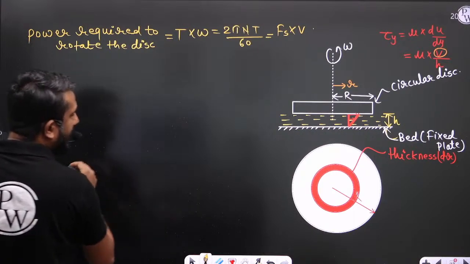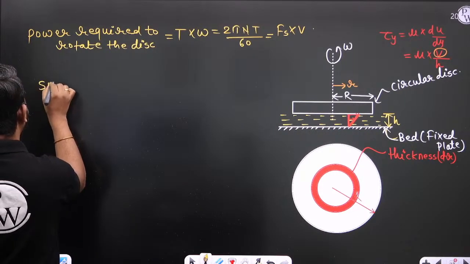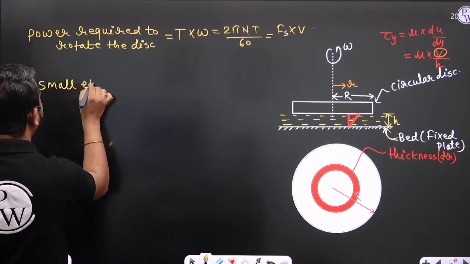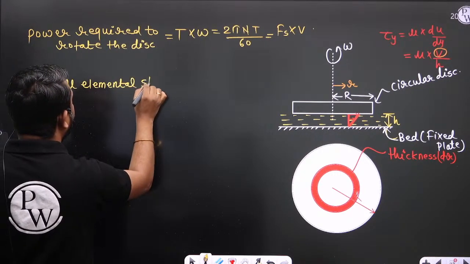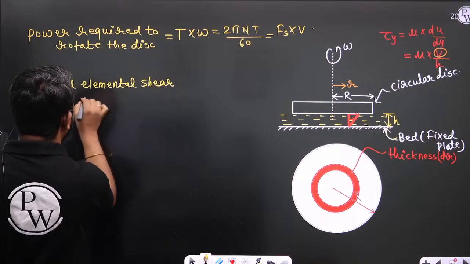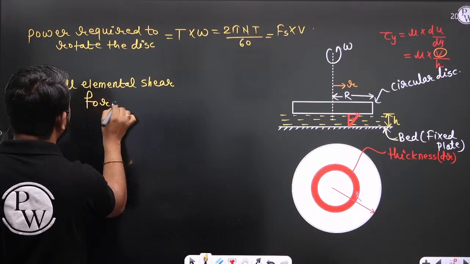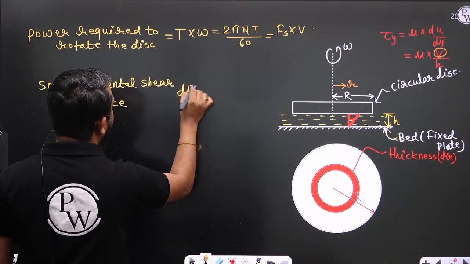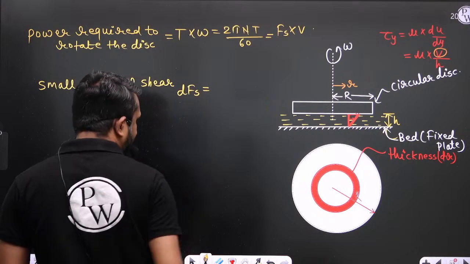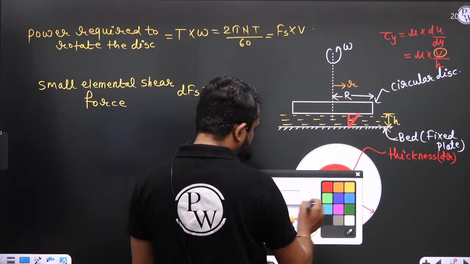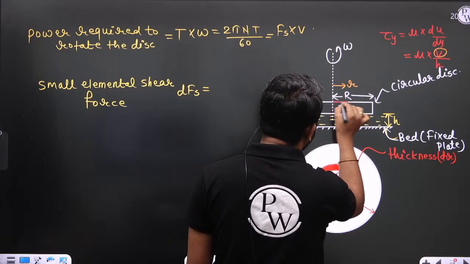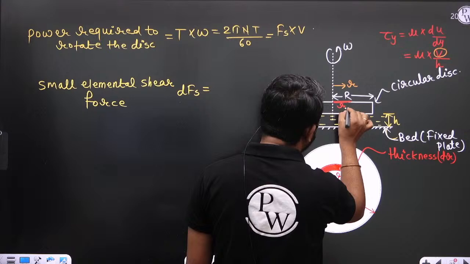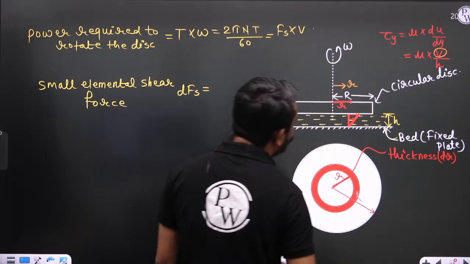Okay, so first calculate a small elemental shear force. So what is the small elemental shear force? That is dFs, right? So I am considering an element at a radial distance r. And if you see here, this is the radial distance r.